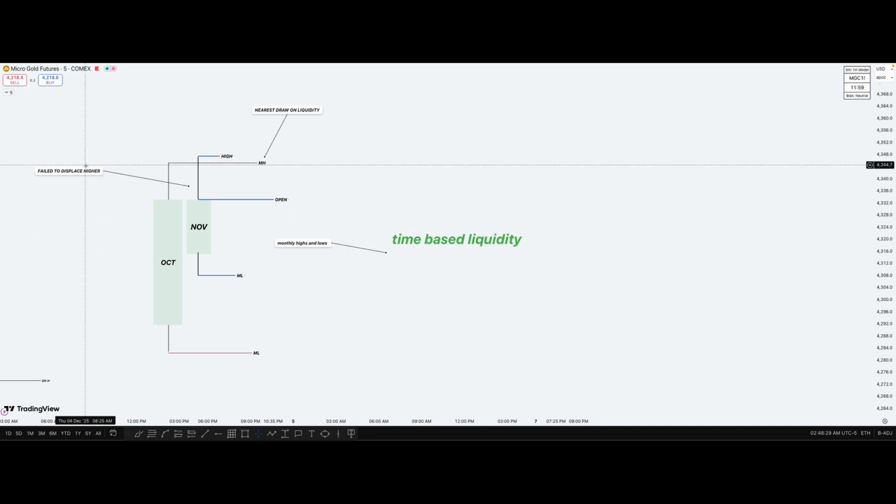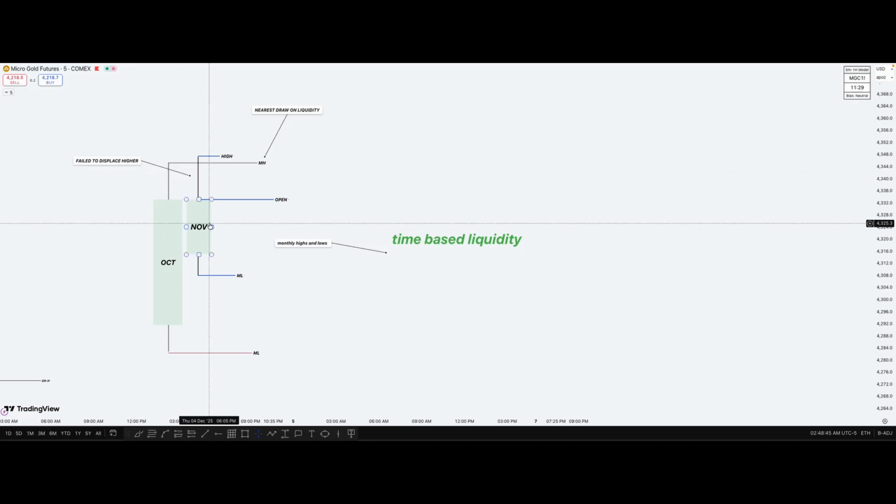It has failed to displace higher. You understand? What do I actually mean by this? Why do I say that it has failed to displace higher? Because in order to get a displacement, you need a body closure to close above the high of this liquidity, which was the monthly high.